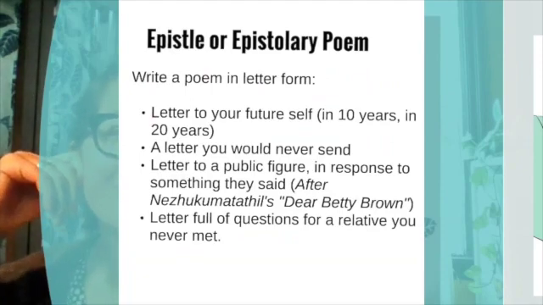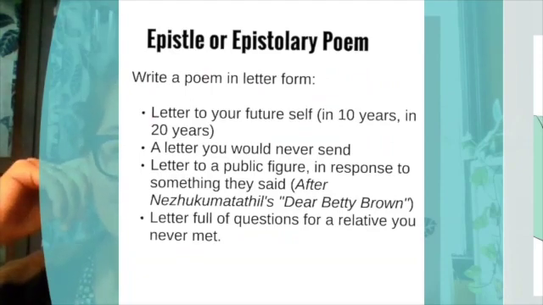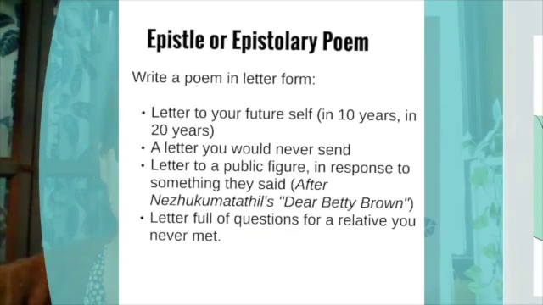Option number 1 is to write a poem in letter form as a letter to your future self in 10 years or in 20 years. You can pick a time. It might be yourself in 10 years or 20 years, however you want to do it. So this is a letter to yourself. What would you say to yourself? What kind of advice would you give? What do you want your older self to know from yourself now? What kind of things do you want to remember that are important to you now that you want the more grown-up version of yourself to know?